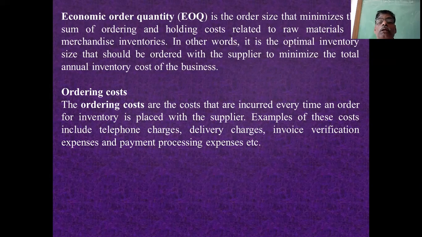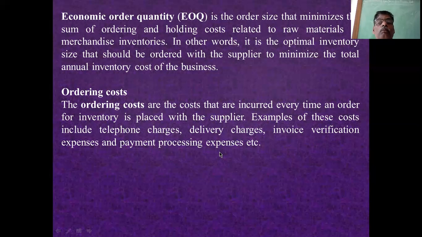What is ordering cost? These are the costs incurred every time an order is placed. Whenever you place the order, you have to incur certain expenses. The stationery expense is there, clerk charges are there, time spent by the office people is there, then finding the suppliers is there. Then after purchase, you have to pay octroi, duties, carriage, like that. All the expenses are called ordering cost. The examples of these include telephone charges, delivery charges, then invoice verification expense, payment processing charges. All this comes under the ordering cost.